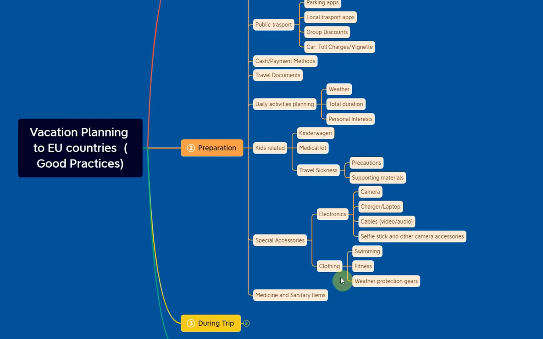Also, the next topic is clothing. If you are going to a special location, you might need special clothing like swimming, fitness, and weather protection gear. Having them prepared already might save you a lot of time and make you more efficient in using your time at your destination. And finally, the medicine and sanitary items for adults. It is very important that you have them as much as possible in hand, prepared, to make your trip very efficient.